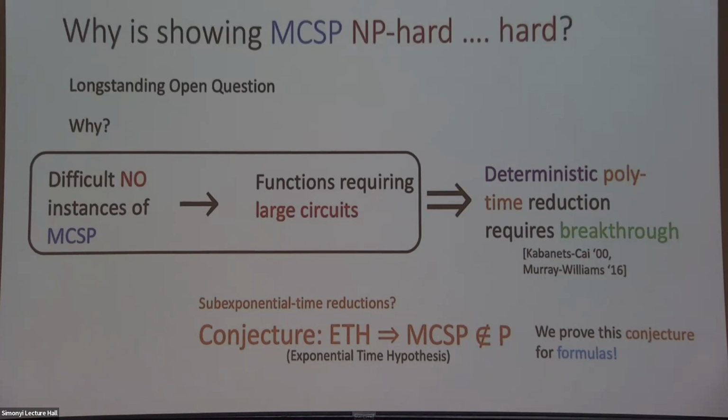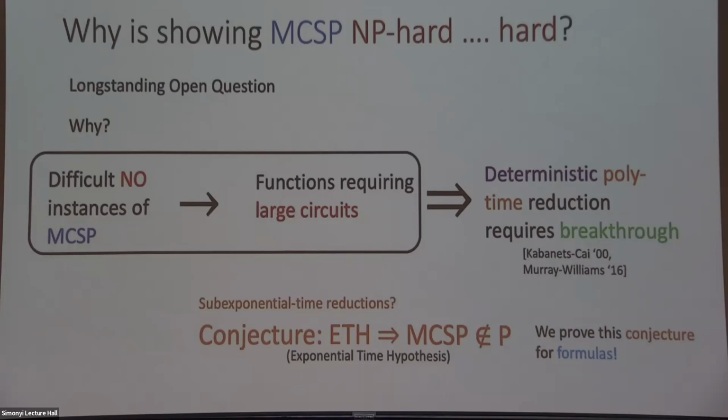So what are the no instances of MCSP? Are you able to see this, by the way? Okay. They're pairs of truth tables and size parameters such that the complexity of T is greater than S. So if it's a no instance of MCSP, then T does not have a circuit of size S, so its complexity is greater than S.